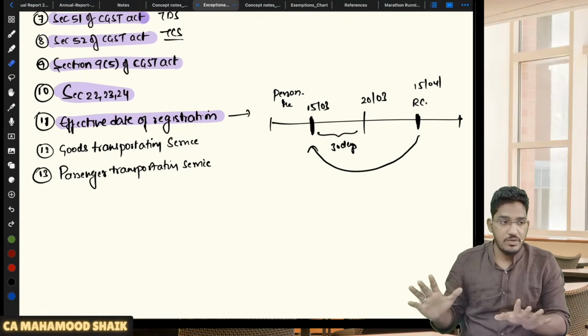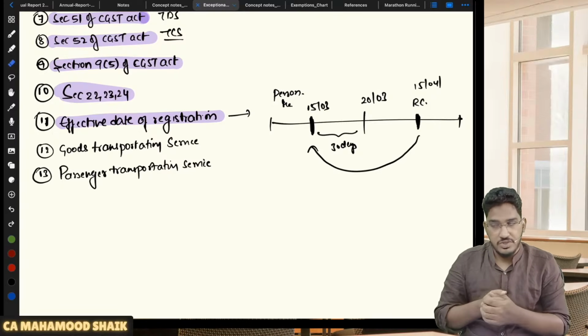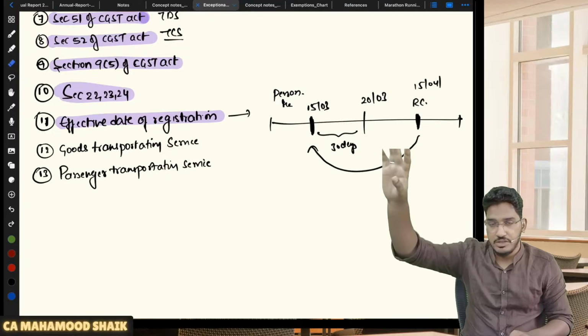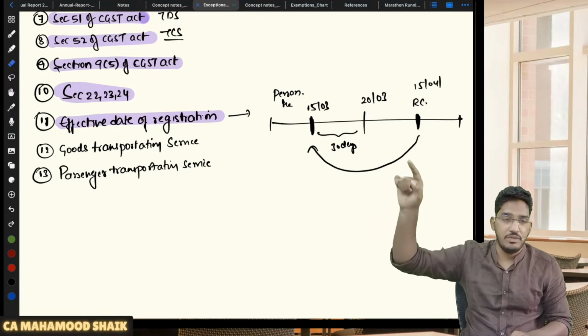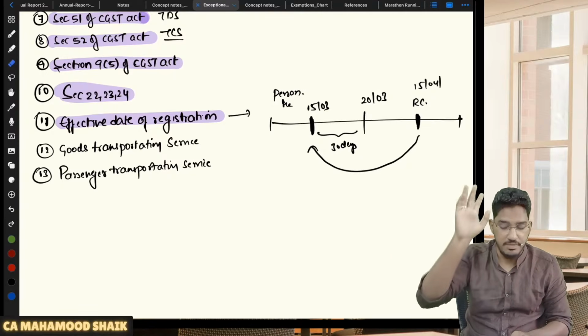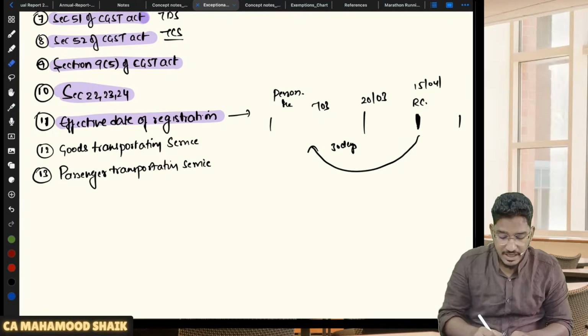So the point which I want to conclude here is, if you become liable for registration, within 30 days you submit the application for registration, and thereafter you are granted the registration certificate, even though you are getting your GST number later, your registration will be effective retrospectively from the date when you become liable for registration. So from this date itself, your registration will be effective.